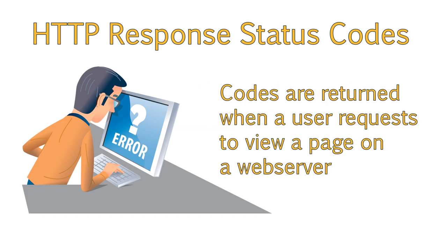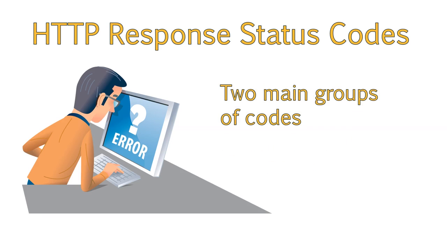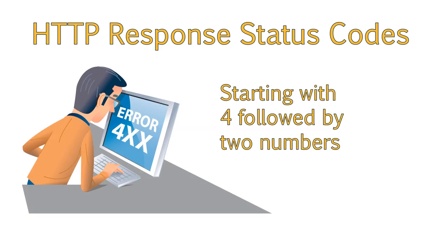These codes are returned when a search engine or a user requests to view a particular page on a web server. If the web server is unable to return that page, it will return a 3-digit code in response. There are two main groups of codes, those starting with 4 followed by 2 numbers, and those starting with 5 followed by 2 numbers. Let's discuss some of the commonly seen errors and how they may relate to SEO.